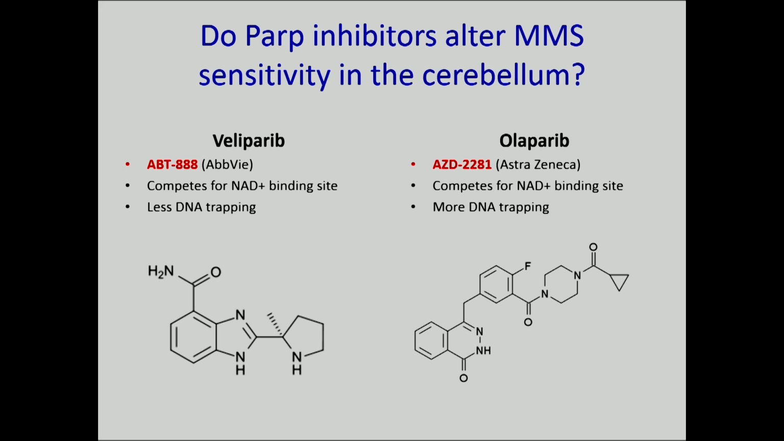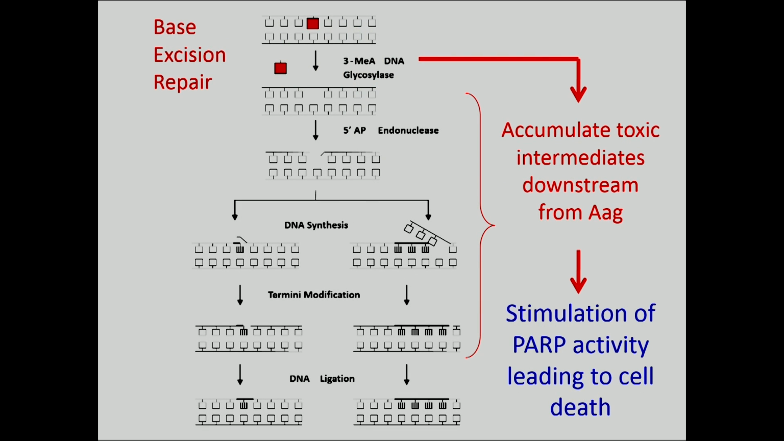So one might ask, do the inhibitors that are now in the clinic have this effect? I'm not going to show you the data because we don't have enough time, but in fact, these inhibitors that are actively being administered to patients now have the effect of diminishing cell death induced by alkylating agents in the cerebellum of these animals and in the retina as well. So our model is now that the accumulation of these toxic intermediates stimulates PARP activity, and this leads to necrotic cell death.